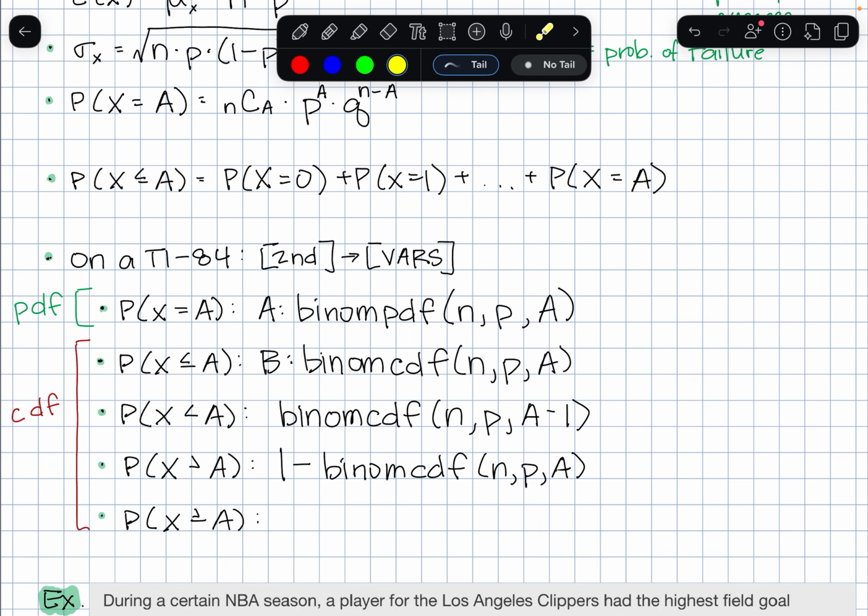If I want greater than or equal to, meaning I want to include this number instead of excluding it, I need to drop this down by 1, because I want to be doing the complement to this guy. So 1 minus Binomial CDF of N, P, A minus 1. The trick for you is figuring out where you're at.